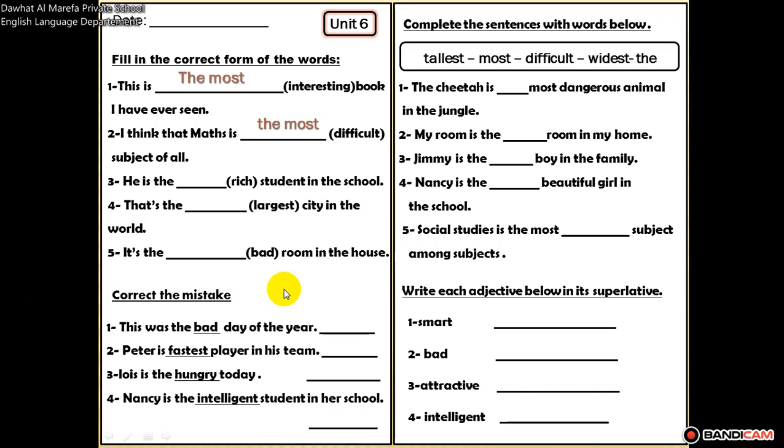We have here to correct the mistakes. The bad day of the year. It's wrong. The worst. Very good. The worst.